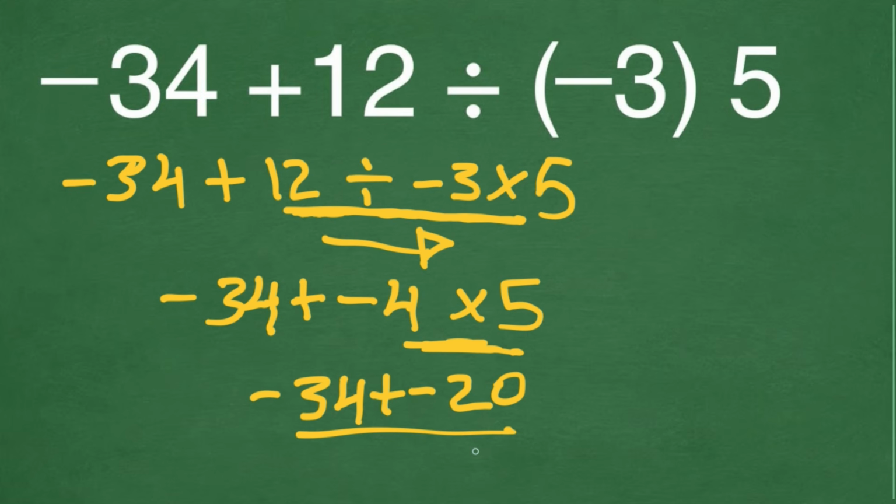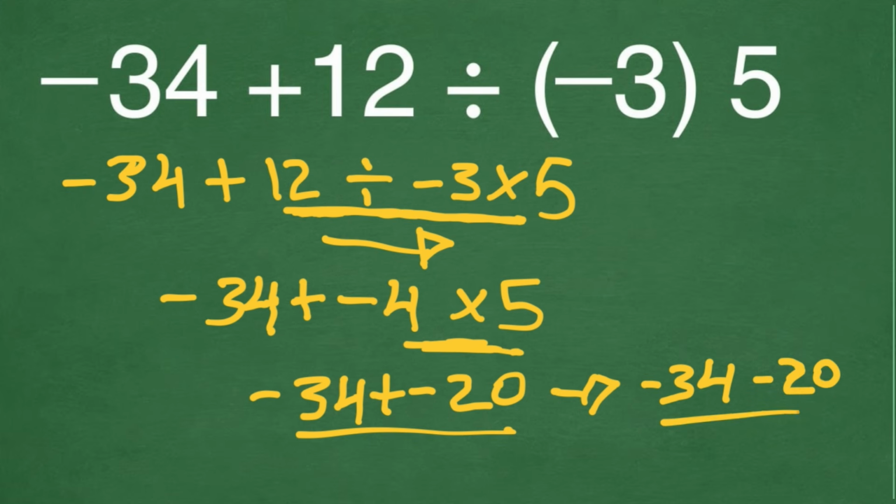So here we have a negative and a negative. When we add two negative numbers together, they stay negative, and we just add the values. So 34 plus 20 is 54. And since both numbers are negative, the answer is -54. So this is actually the final answer.